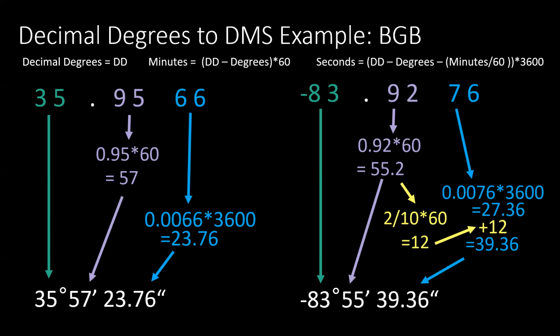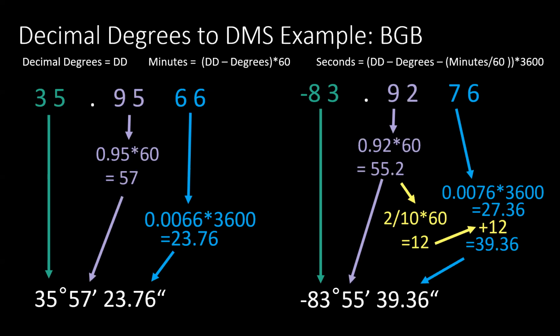The formulas are at the top of the slide for converting decimal degrees to degrees, minutes, seconds. We are going to use Birchfield Geography Building as an example. Birchfield is located at 35.9566 degrees north and -83.9276 degrees. Notice the negative sign. Because the number of degrees is the same for both, I just drag those values down to the bottom. Focusing on the example on the left, we multiply 0.95 by 60 minutes to get the total number of minutes, which just so happens to be 57.